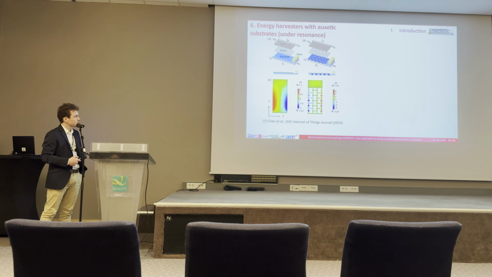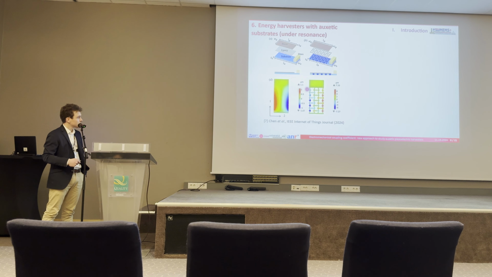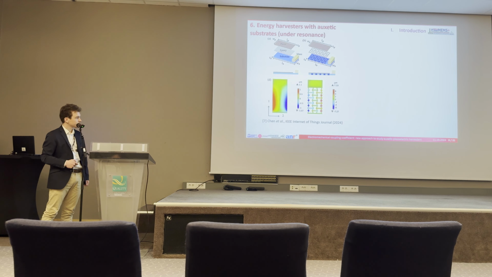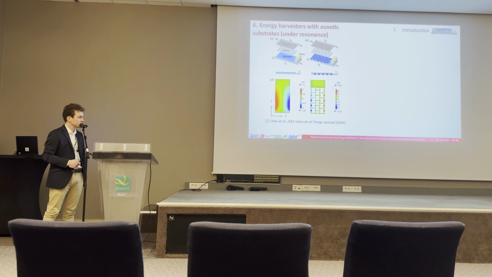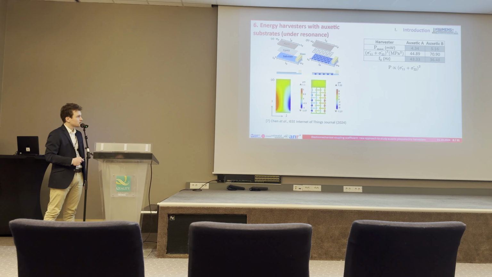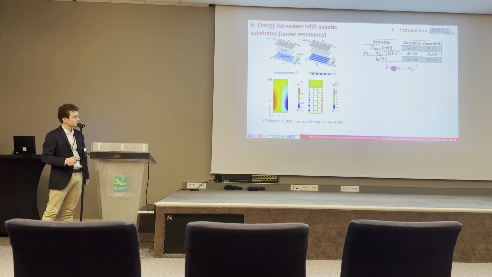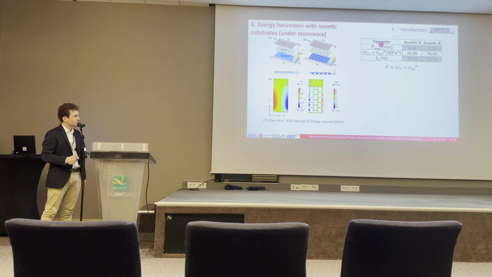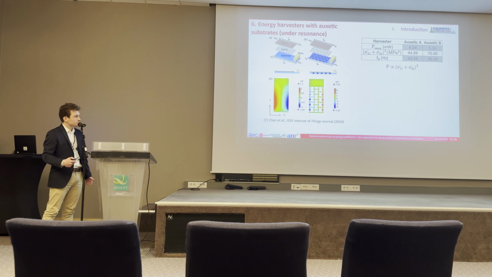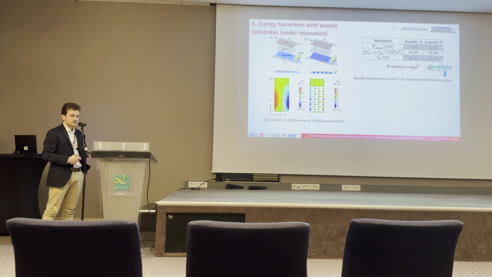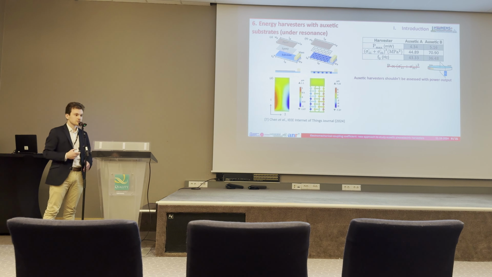And in another case, we can use it under resonance, as we do here. Here we compare two substrates. One is plain and one is auxetic. We can see the inverted displacement. And these authors, when they compare two auxetic substrates together, found a better power, but not proportional to the squared stress. So it is inversely proportional to the frequencies. So here we can see that in some cases, auxetic harvesters should not be assessed with power output because it's not always a good point.